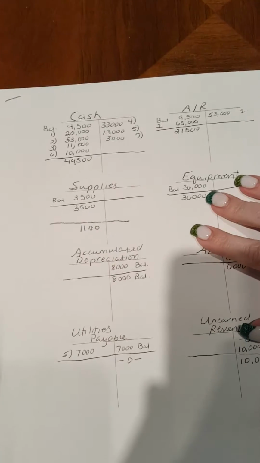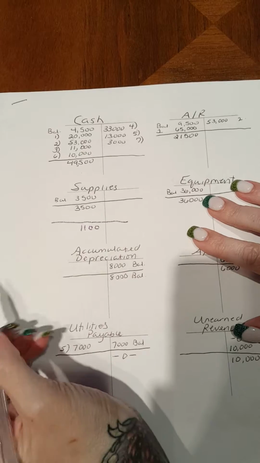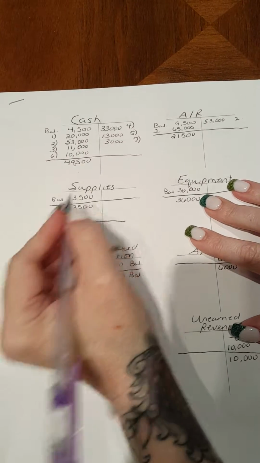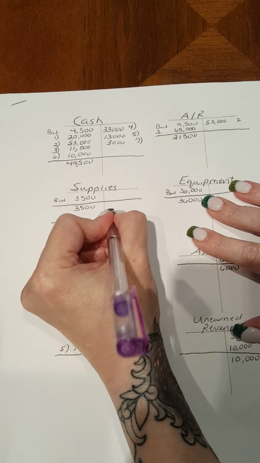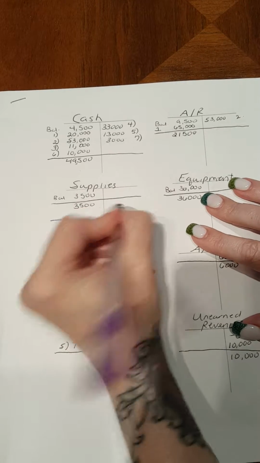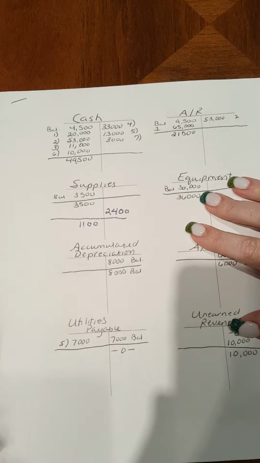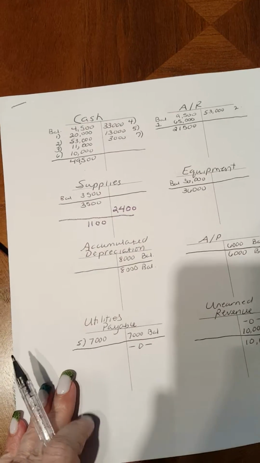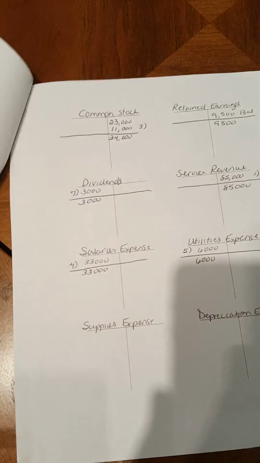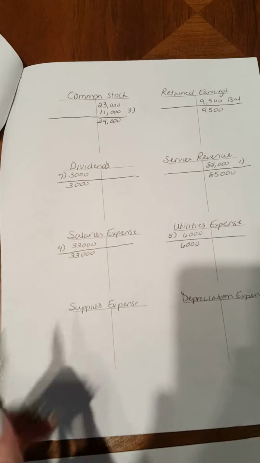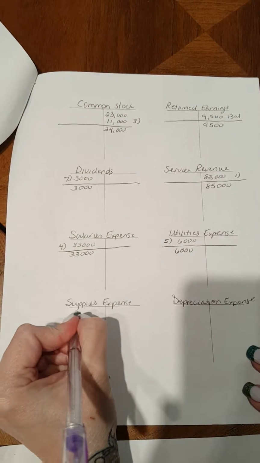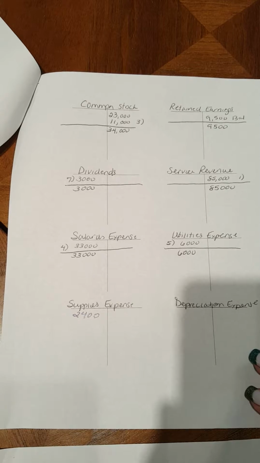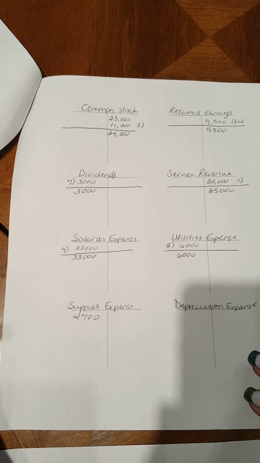Since I already partially started working on posting this journal entry, if we go back up to our T accounts and I want to post it, I had a debit of $3,500. I'm going to post that credit that I just made in the adjusting entry, and now the corrected balance in the supplies account is $1,100. Additionally, I'm going to debit my supplies expense by the $2,400 in the expense account so I can record that on my income statement.